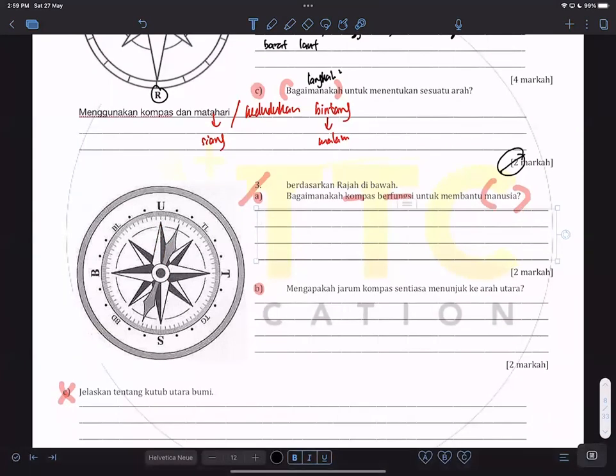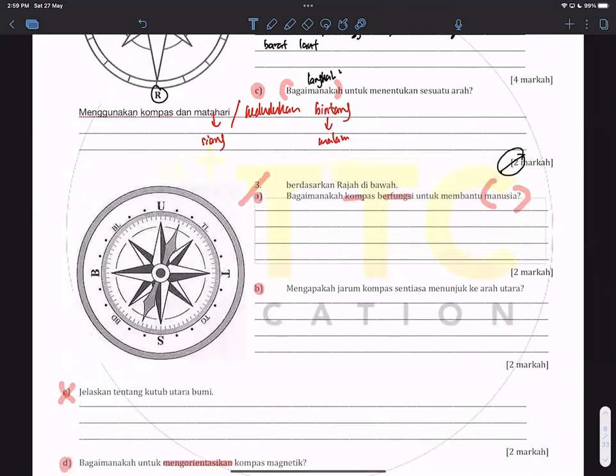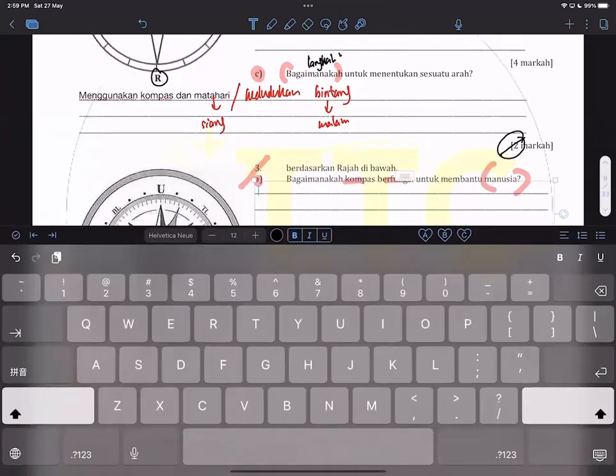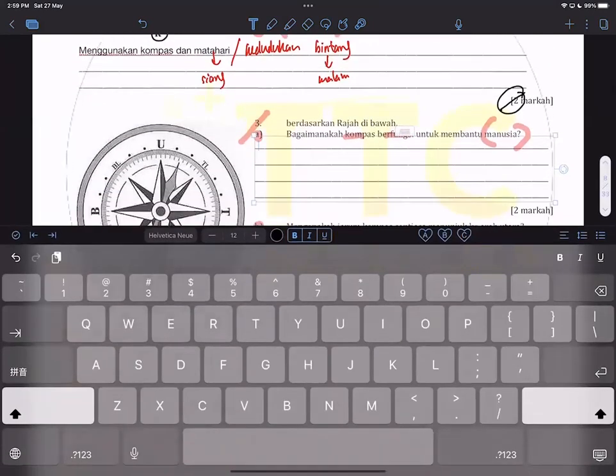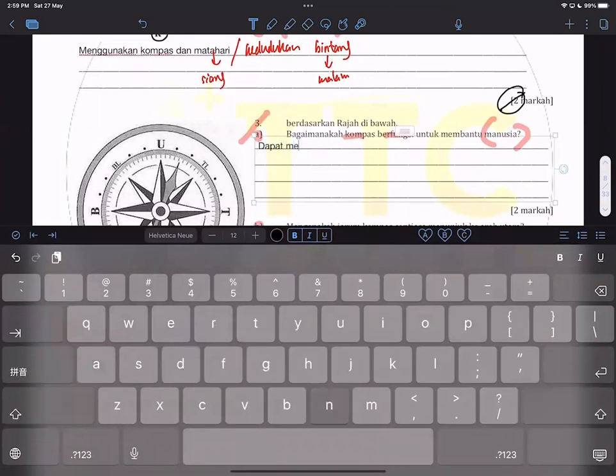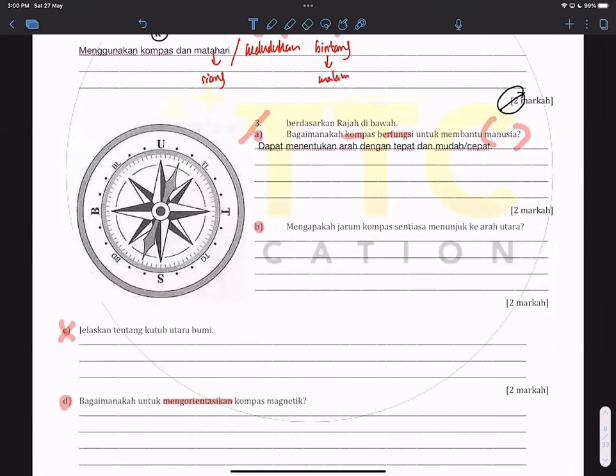Then they didn't ask for langkah-langkah yet. So bagaimana usually is for langkah. But I didn't highlight the bagaimana. I highlight the fungsi. So fungsi for compass is dapat menentukan arah dengan tepat, dan you can use mudah or you can use cepat lah, or pantas, same thing lah, cepat. So this is the 2 marks. Tepat 1 mark, mudah or cepat another mark.